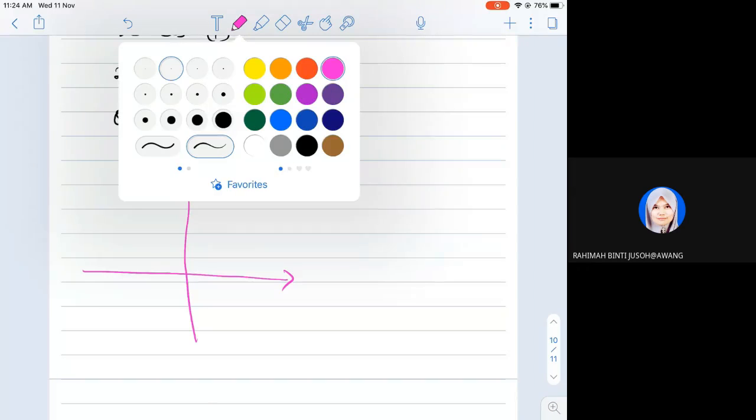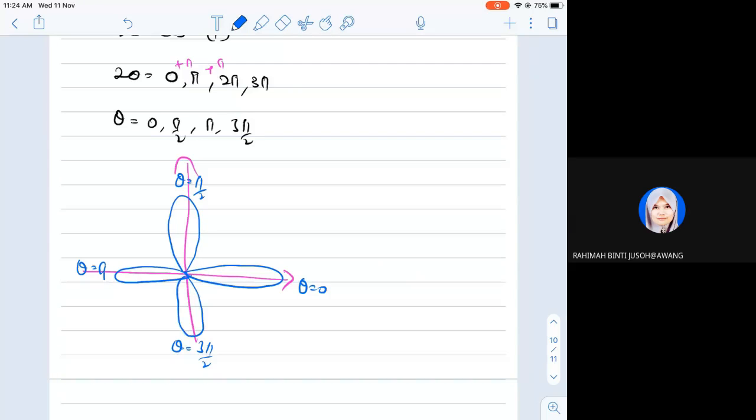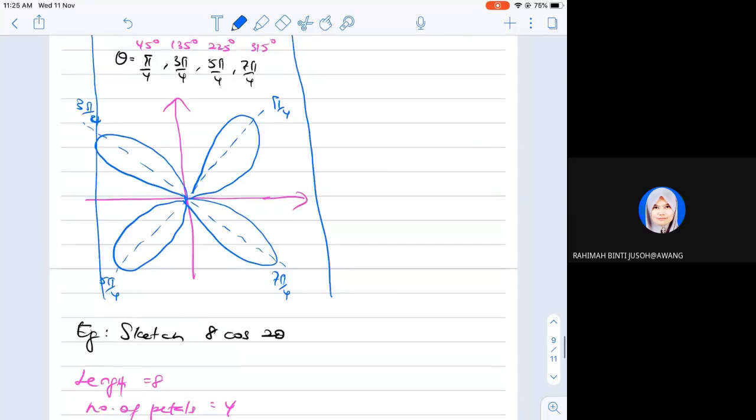Using the blue marker pen, the petals are at theta equals 0, theta equals pi over 2, theta equals pi, and theta equals 3 pi over 2. So here: first, second, third, fourth. And in this case we can denote the length equals 8. I drew them unequal in length, you should draw them equal. Sorry guys, I'm not good at drawing.